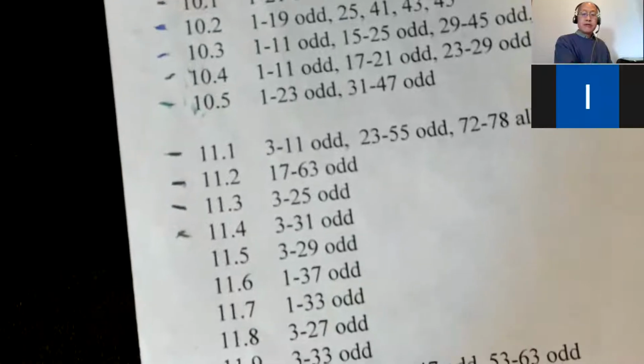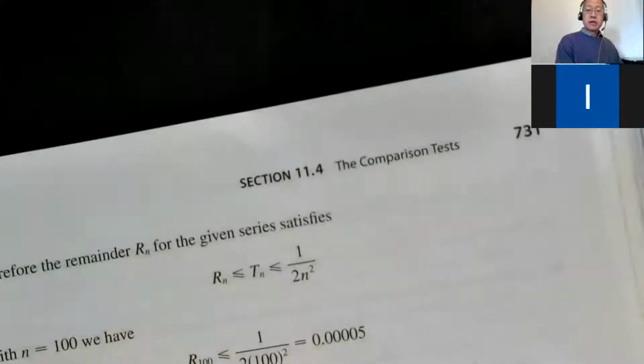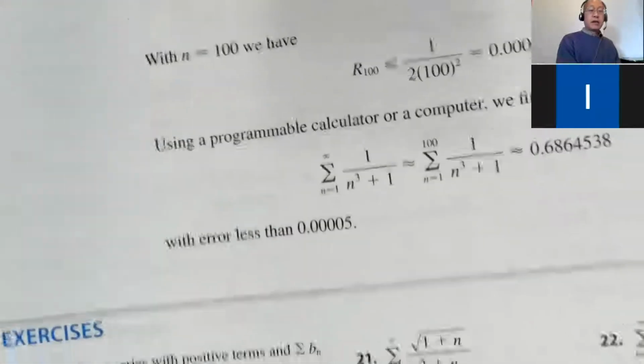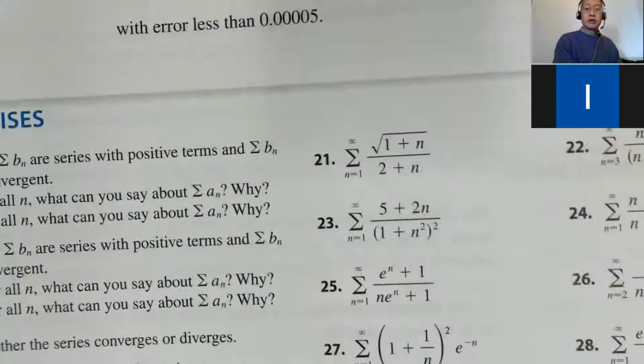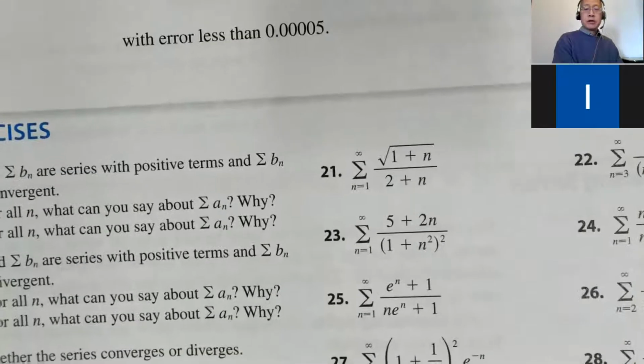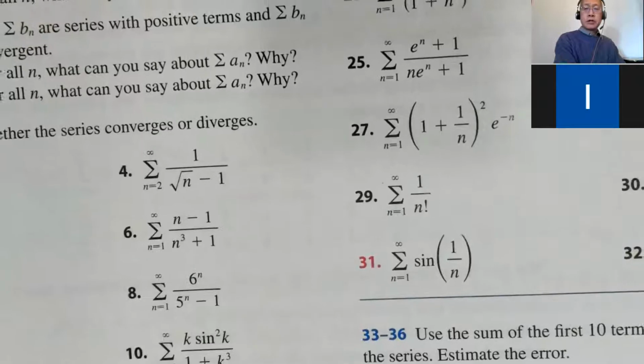Let's see what we got. Okay, let me show you the problems. 11.4. We have to do 3 to 31 odd, 11.4 there. Here we are. Page 731. Sorry, it's crooked. The arm of the document camera is in the way, so I can't get past that. So we're just testing for convergence or divergence, once again.